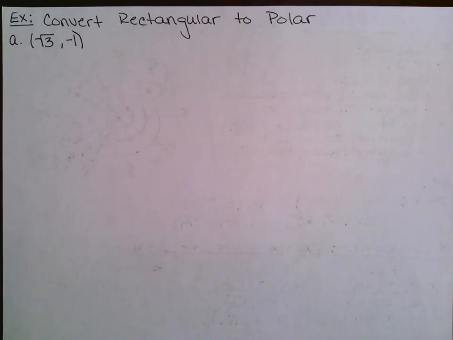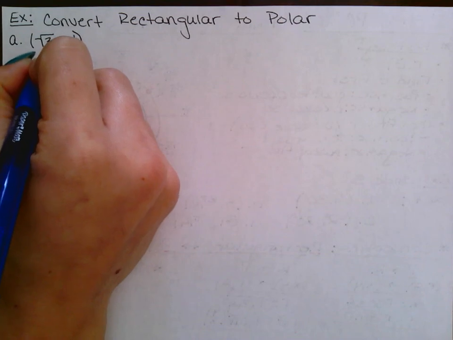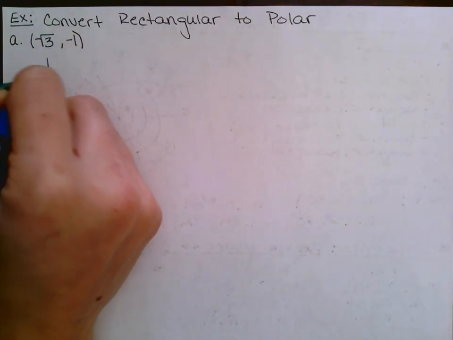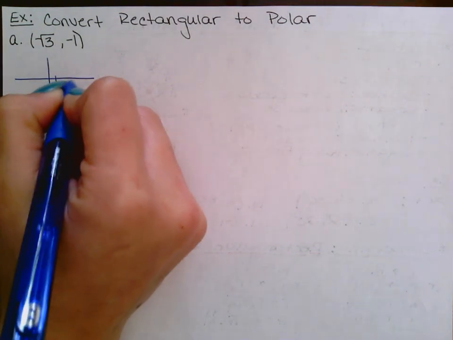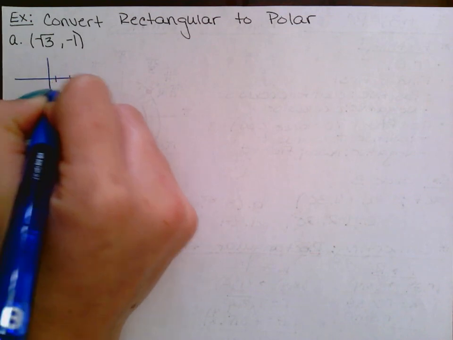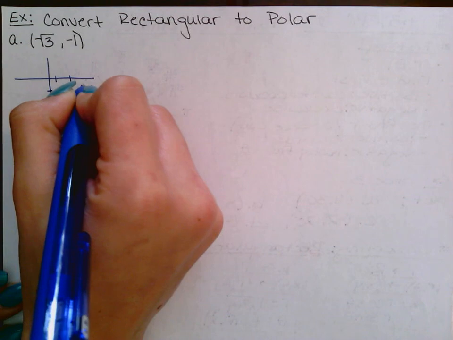All right, we have our next question here. We're going to convert the other way around, rectangular to polar. So if I give you x comma y, I want r comma theta. So first thing I'm going to do is plot this. Maybe I don't know what radical 3 is. I definitely know radical 4 is 2, so this is going to be a number a little smaller than 2. So let's say I go almost to 2 on my x, and then I go down to negative 1. This lets me know that I'm going to be in quadrant 4.